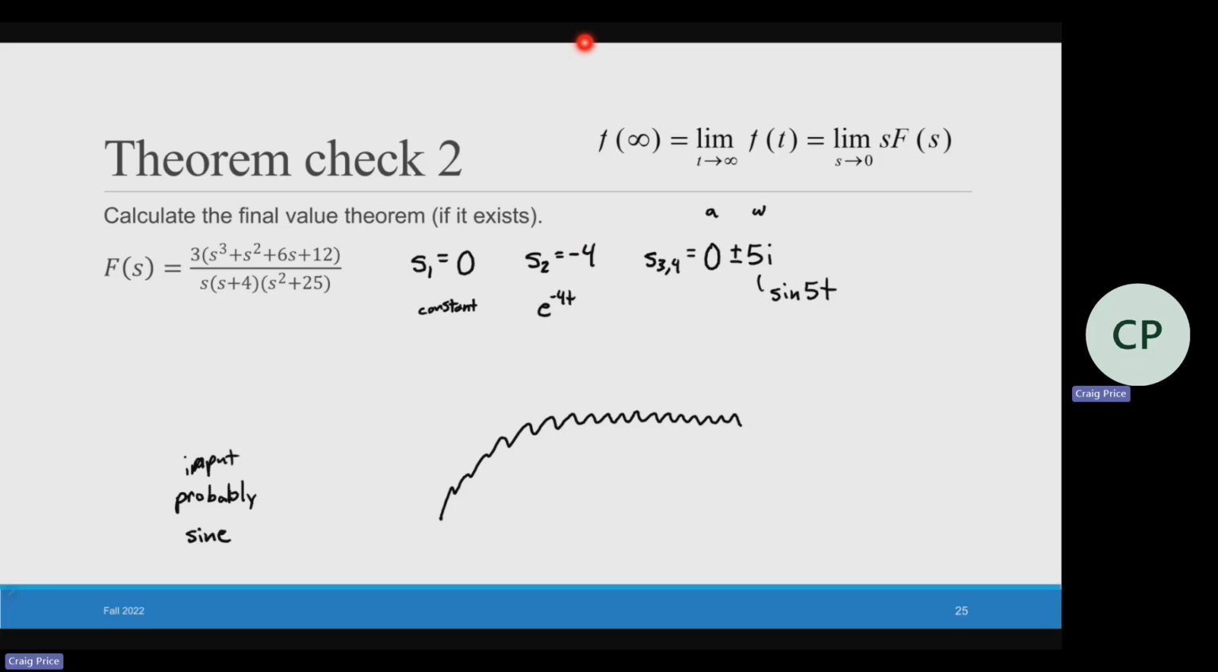We have an e to the negative 4t. We have a constant here. But then over time, that's just going to continue on with that sinusoid forever. So is there a final value? There is no final value. Therefore, I'm not going to calculate the final value theorem. It only works for a step input, or impulse where I do go back to a constant value. It does not work for a sinusoidal input, which we can see here.